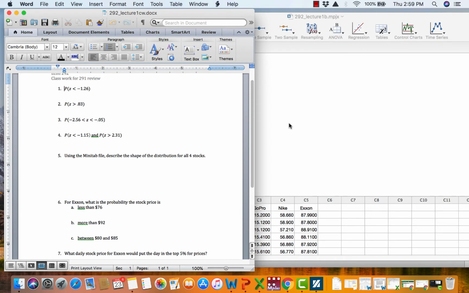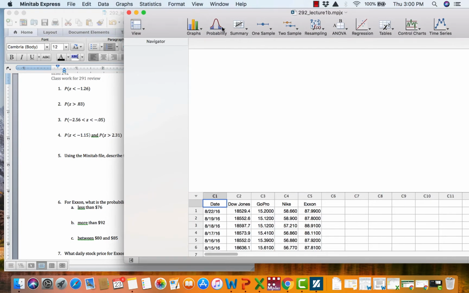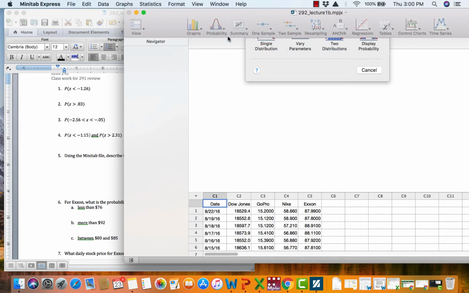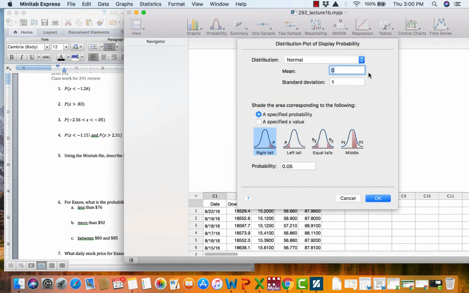All right, so let's start here with the probability that z is less than negative 1.26. All right, so we are given a z-score and we want to find a probability. So we go over to Minitab and we want to go into distribution plot, display probability. All right, we are dealing with z-scores, so our mean is 0 and our standard deviation is 1. We are given a specified x value or z-score. We want the less than probability, which is left tail, and we type in negative 1.26.